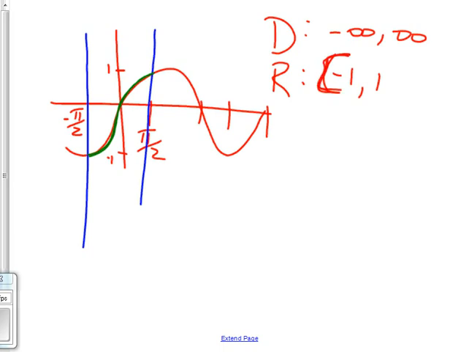Oops, I can touch negative 1, and I can touch 1. Can never get to infinity. Okay, there we go. Do you get that that's domain and range of sine? All right, did you have a question?